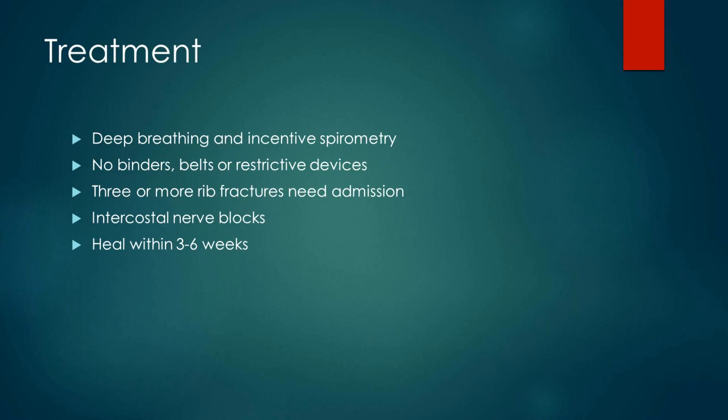Treatment is going to be encouraging deep breathing and frequent incentive spirometry. No binders, belts, ACE wraps, or restrictive devices. If they have 3 or more consecutive rib fractures, we'll likely need admission, at least for observation, for monitoring overnight, sometimes longer than that. Good pain control is going to be key in these. We try to avoid narcotics as much as we can, but at times they may need some narcotic adjuncts, along with things like lidoderm patches and muscle relaxers. If they're young and otherwise healthy, you could try Toradol, things that might help them be able to move and breathe a little bit better. Most ribs heal somewhere within the first 6 weeks.